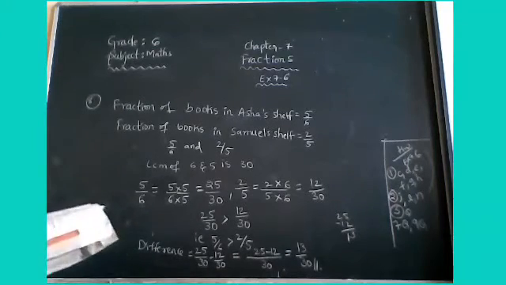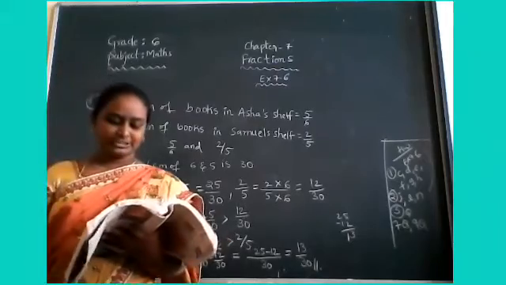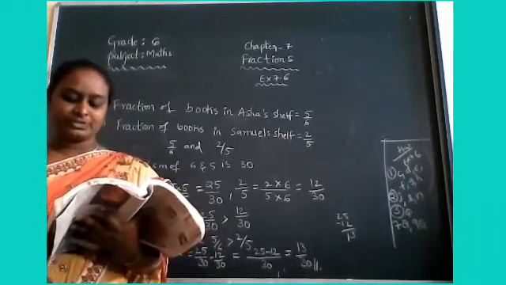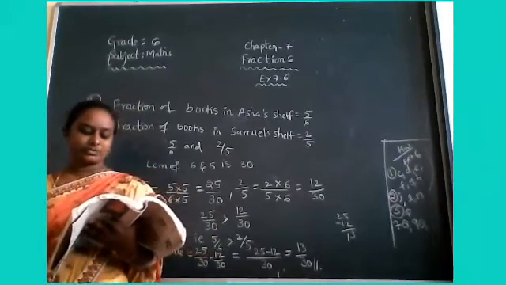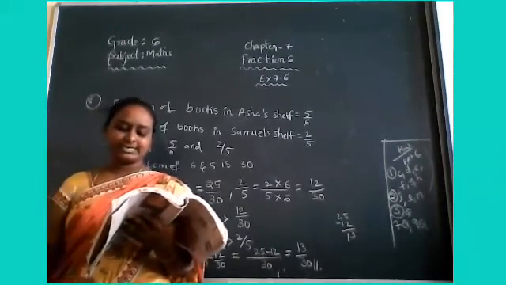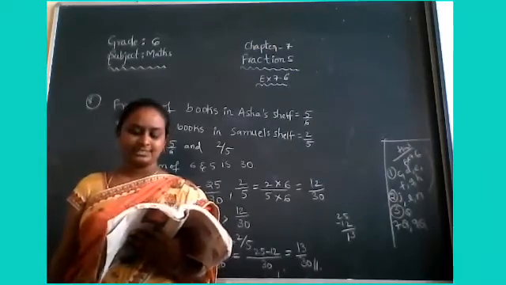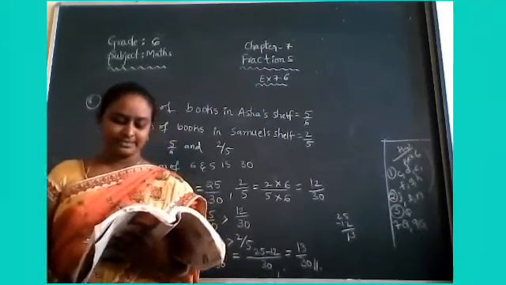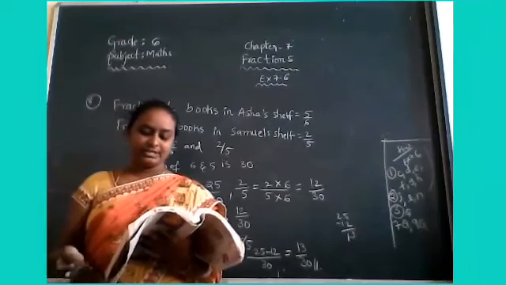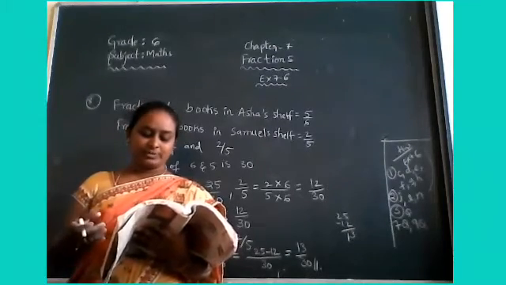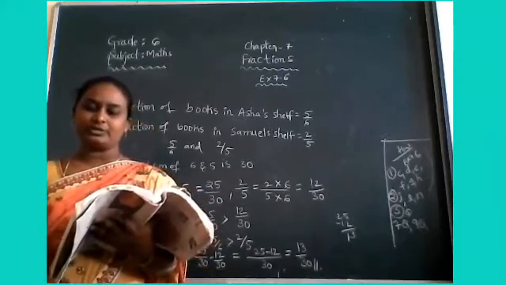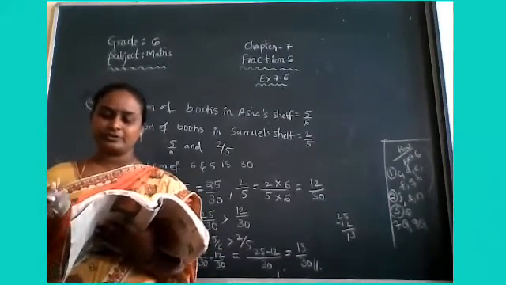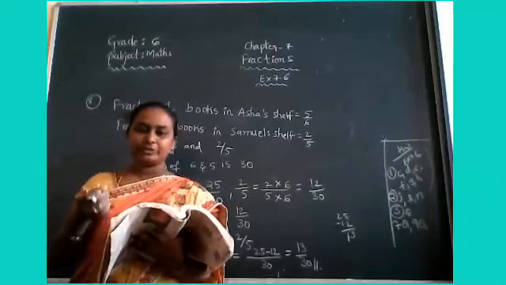Right children, come to the last problem. Jaidev takes 1 by 5 minutes to walk across the school ground. Rahul takes 7 by 4 minutes to do the same. Who takes less time and by what fraction? Previous problem is the same as this. First you convert how many minutes Jaidev took to walk across the school ground into an improper fraction.